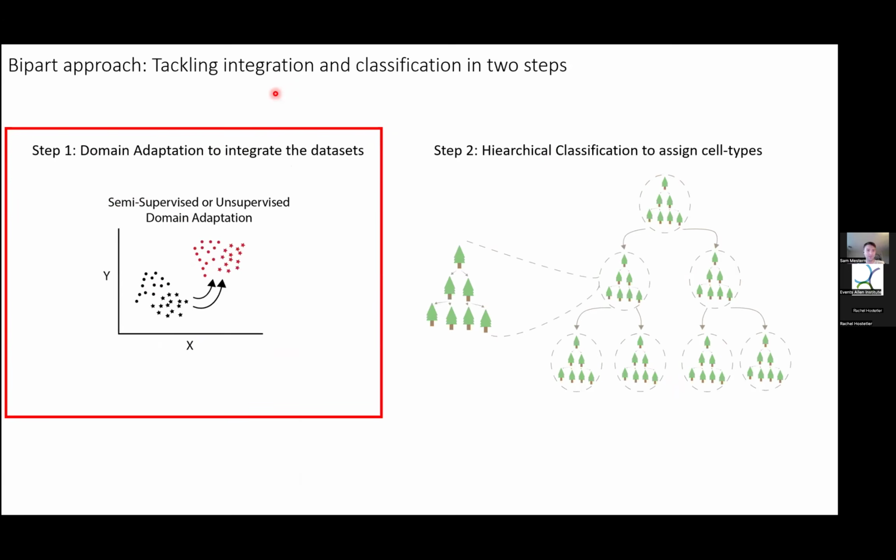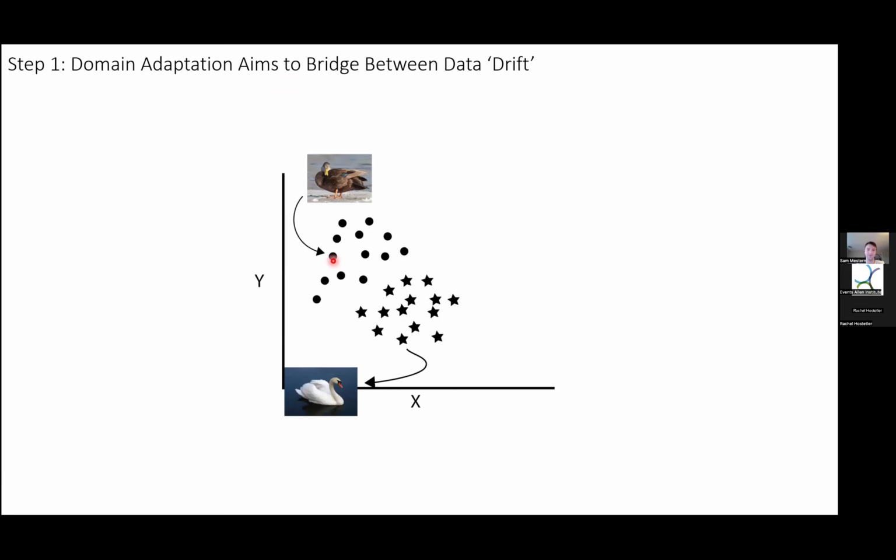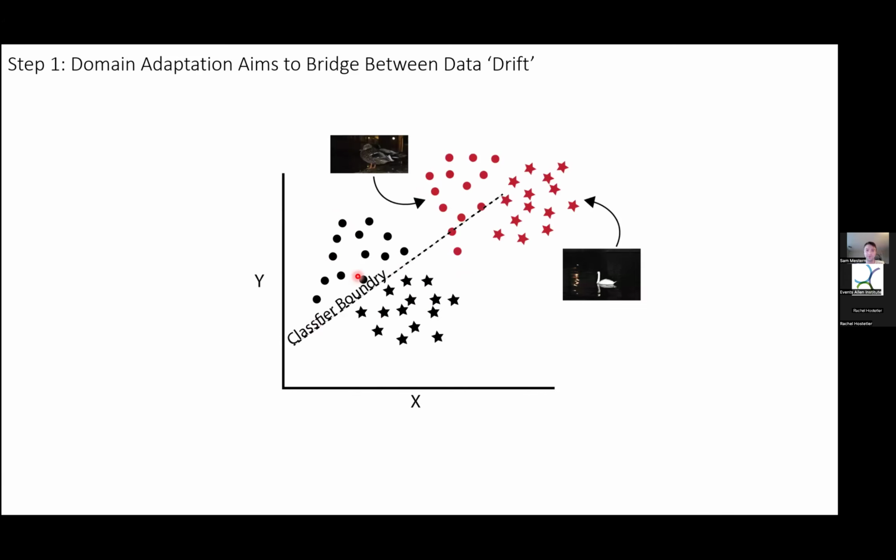Domain adaptation is sort of a fancy machine learning term that talks about a technique that aims to bridge between dataset drift. And what do I mean by drift? We're going to use a simple example here. Let's say you're a machine learning scientist and you make a classifier to classify photos of ducks and photos of swans. You make your classifier, it works quite well. However, you want to now apply your classifier to photos of ducks and swans, but now taken at night.